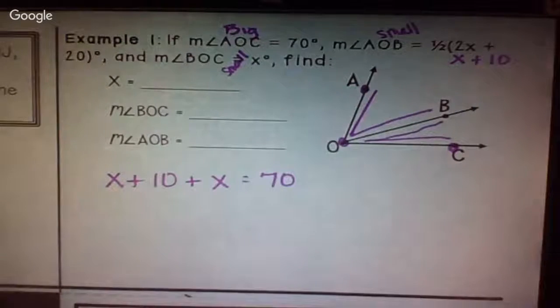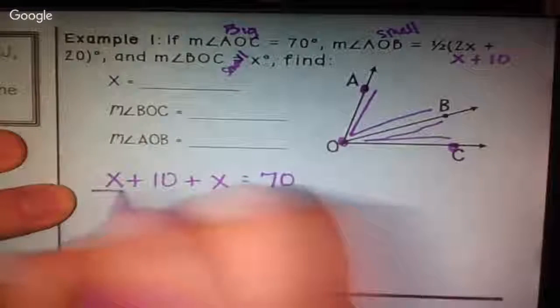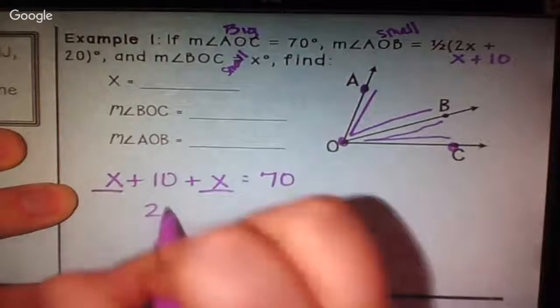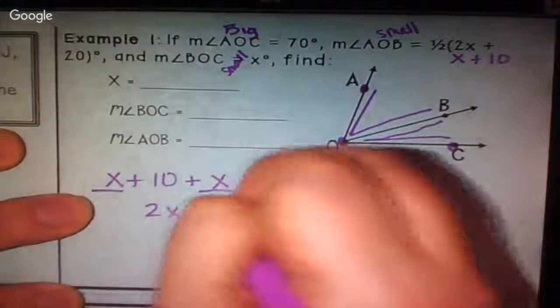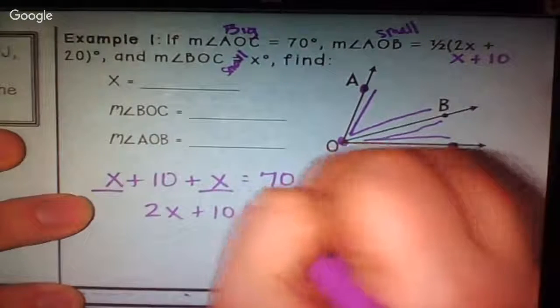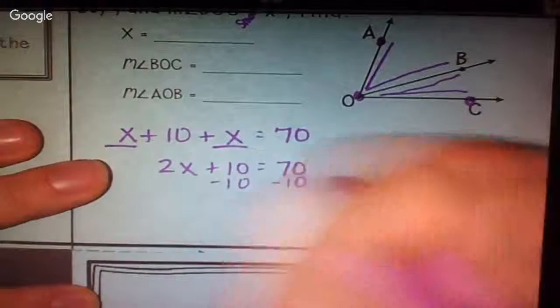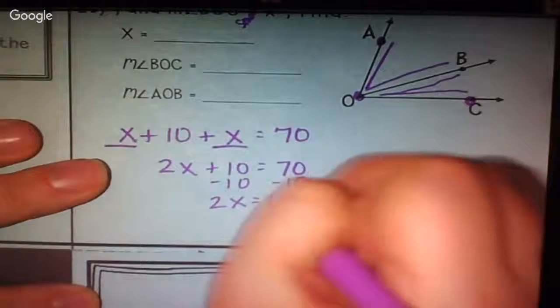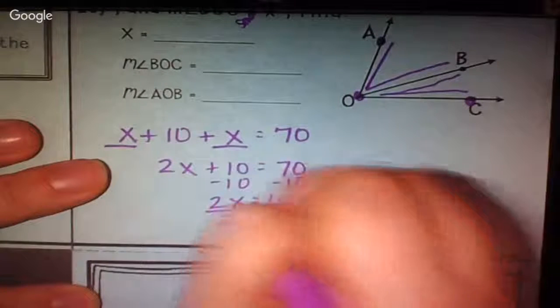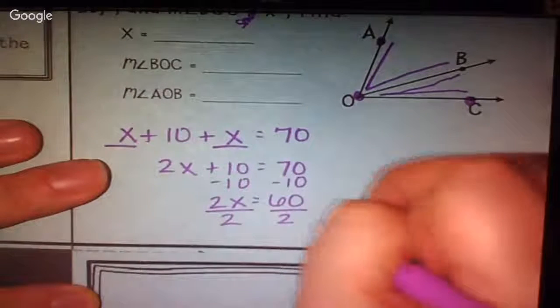Okay. Combine like terms. x and x becomes 2x. Plus 10 is 70. Subtract 10. 2x equals 60. Divide by 2. So x is 30.